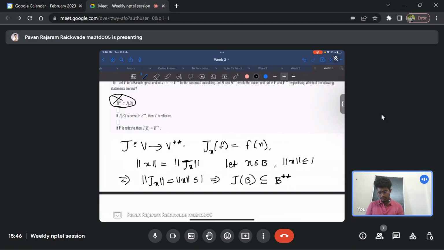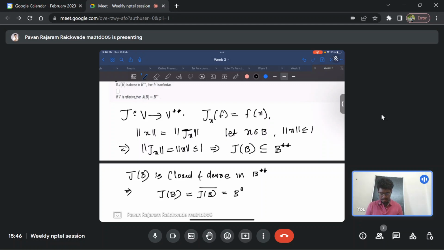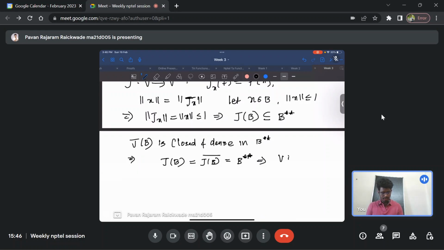Okay, this statement is true because J of B is closed and dense in B star star, which implies J of B equals J of B bar since it is closed, which equals B star star since it is dense. But this implies the space is reflexive.